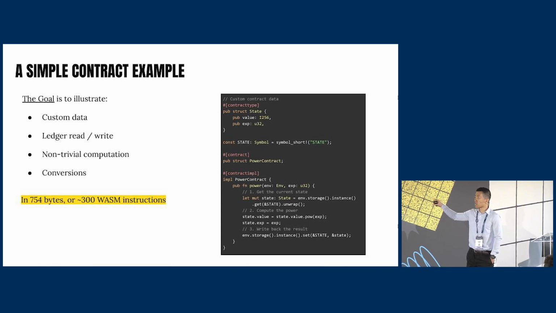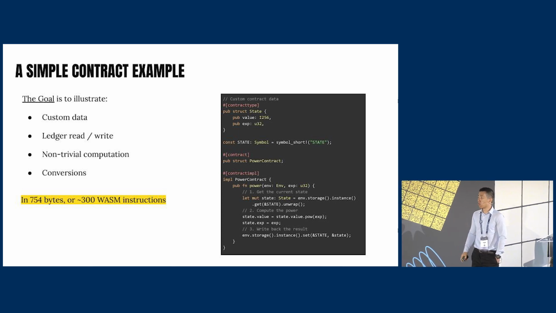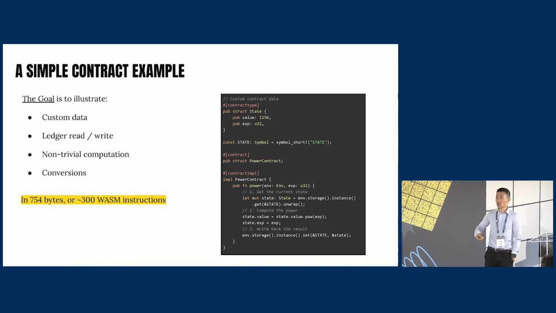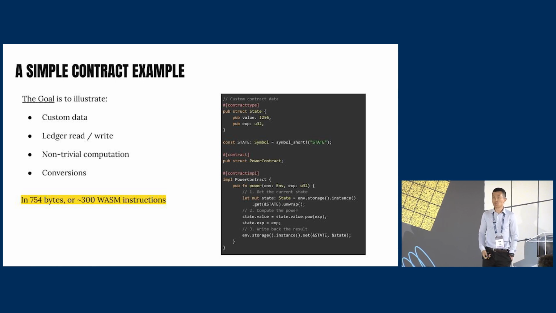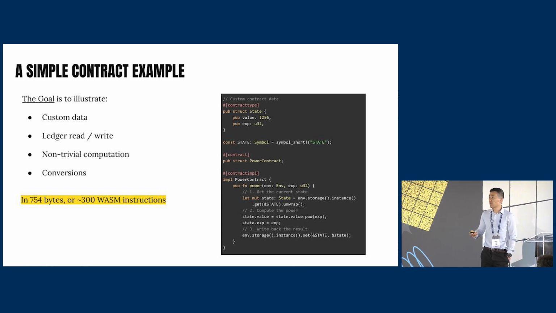We will cover each of these steps in detail, but I just wanted to highlight that this contract, despite doing a lot of things, is only 754 bytes, or roughly 300 WASM instructions, and this is a direct embodiment of Soroban's lean and efficient design.